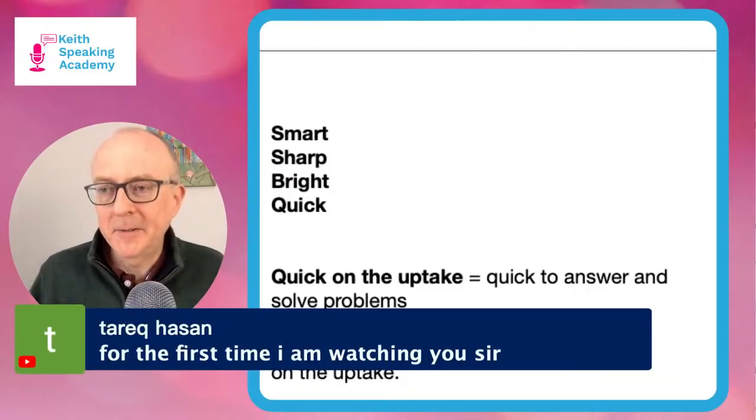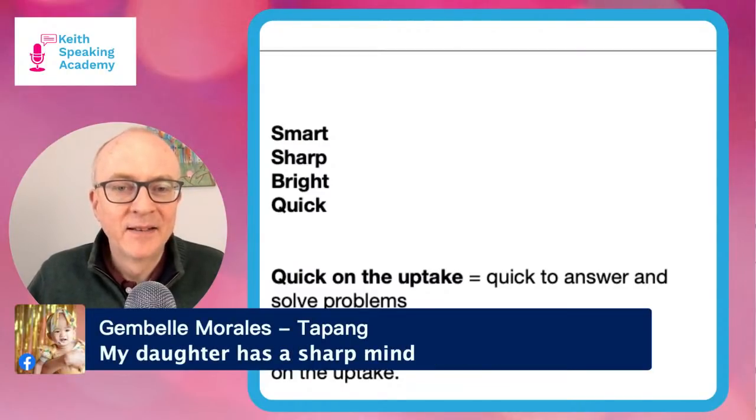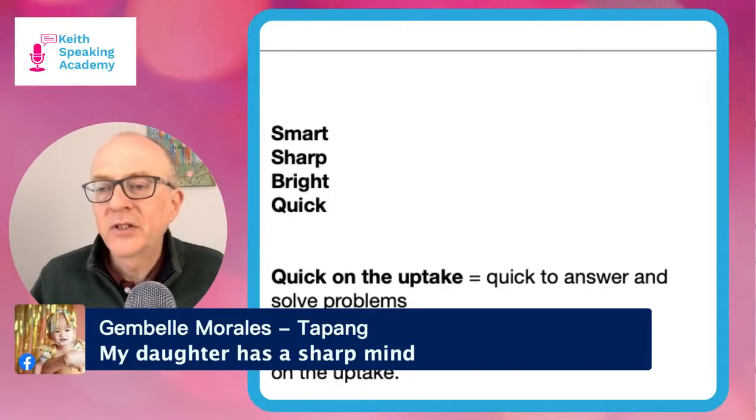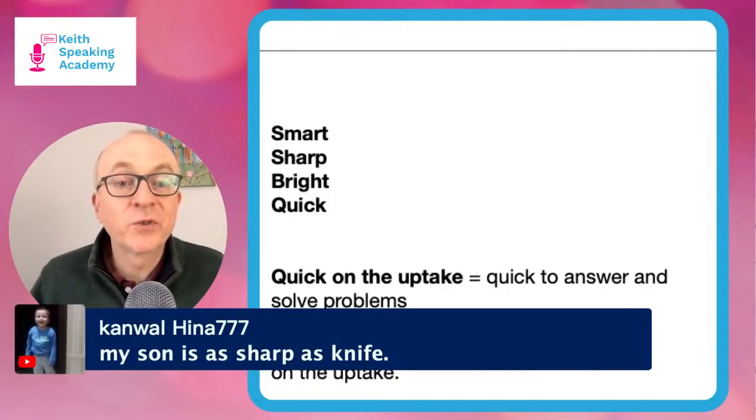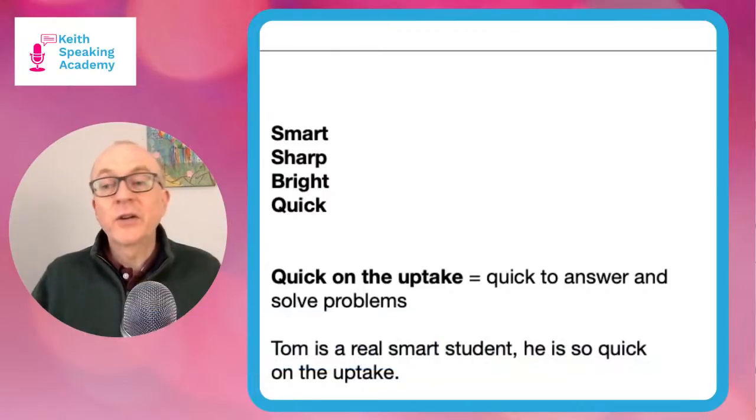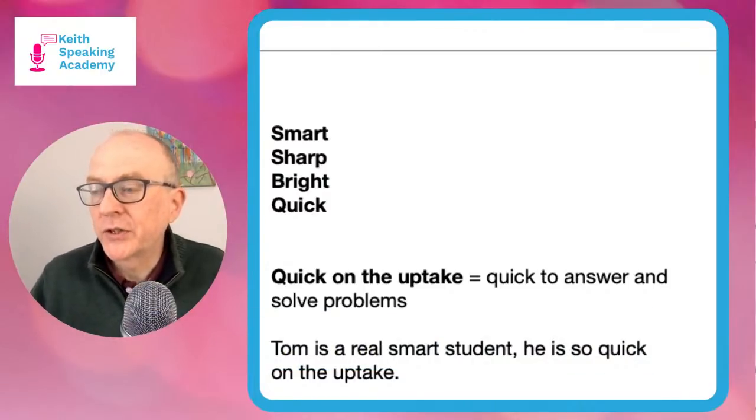Okay. Great. We've got lots of expressions coming in. Great. We've got a doting mother. Gambel, my daughter has a sharp mind. Great. My son is as sharp as a knife as well. All of these are great. So, listen, lots of nice expressions.